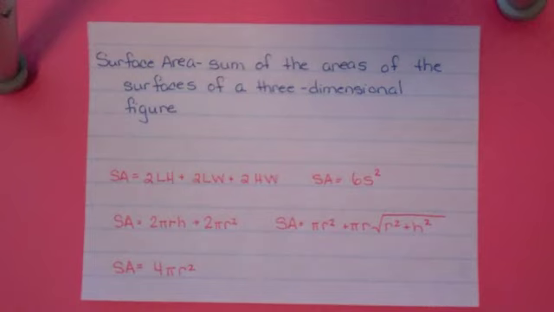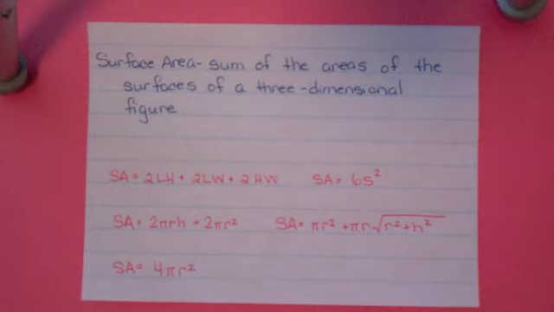Surface area is the sum of the areas of the surfaces of a three-dimensional figure. So it's the total area that's on the outside of the figure. Since it's a sum of areas, its units will be square units. So square feet, square miles.